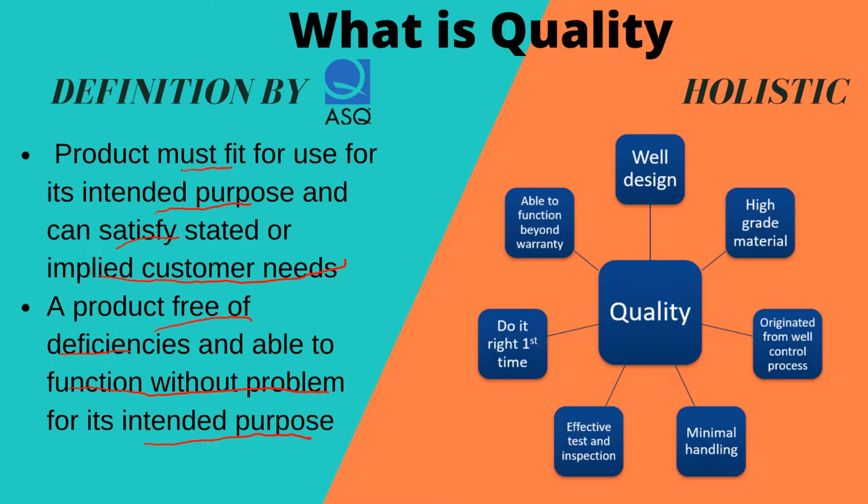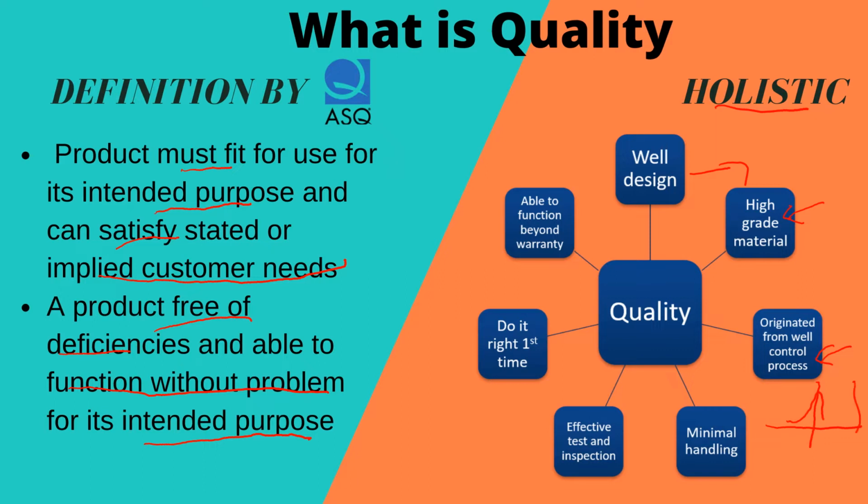which could mean that something extra may be offered at a reasonable cost. A more holistic way of defining quality would be well-designed products according to consumers' needs, maybe using Kano analysis or House of Quality analysis to map out the customer's needs and the product features, made from good or high grade material, which is very important, originating from a well-controlled process. That means the process is well maintained, well controlled, and there is not much variation in the process output.